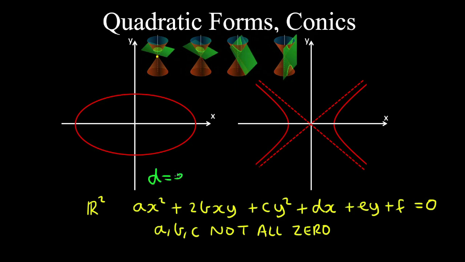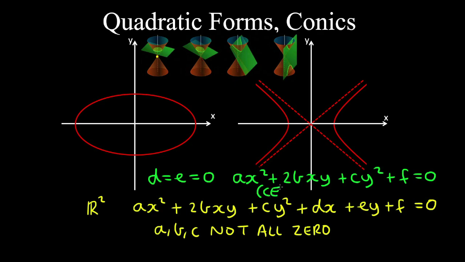Now if d and e are both 0, so there's no linear terms, we end up with ax squared plus 2bxy plus cy squared plus f is equal to 0. So this represents a central conic, which includes circles, ellipses, and hyperbolas. So these have axes of symmetry.